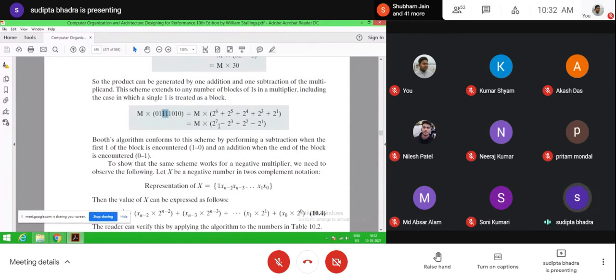Here 1 1, no operation, because in the case of this formation, we need to do the operation only where 0 becomes 1 and 1 becomes 0. That means the sequence is 1 0 or 0 1. Okay.